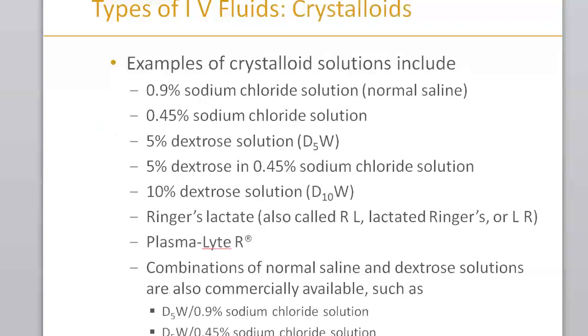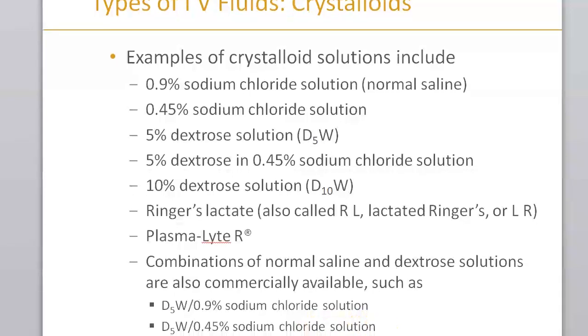And then your crystalloids are something like normal saline, half-strength saline, D5 in water, D5 in half-strength, your D10W, your Ringer's lactate, your Plasma-Lyte R, and also a combination of saline and dextrose solutions, such as D5 in normal saline and D5 in half-strength, such as you see at the bottom of this slide. So those are some of the examples of your crystalloids.